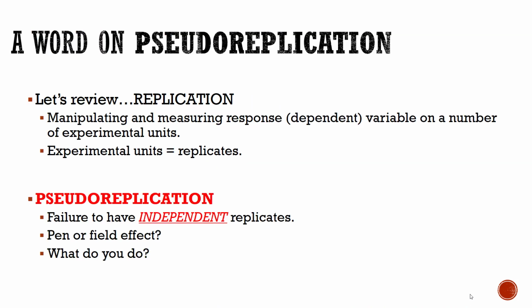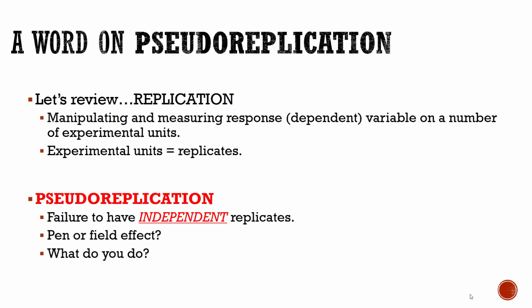So let's talk really quickly about this concept of pseudo-replication. And this is actually a review because you were exposed to this with the principles of experimental design. So pseudo-replication is going to be something that can happen as we are trying to address the principle of replication. So as a quick reminder, replication is the concept of us manipulating or measuring a response, or our dependent variable, on a number of experimental units. And so those experimental units are then going to be replicates.